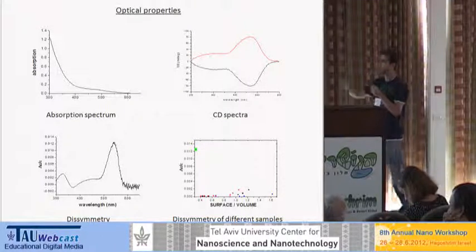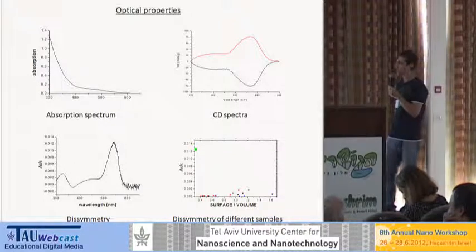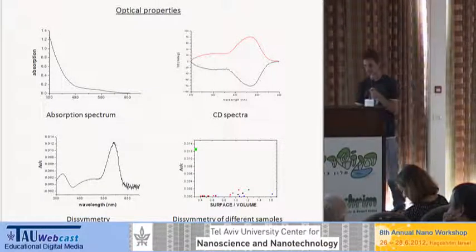And you can see I've added the point of mercury sulfide in green to the image you've seen before. And you can see that it's way off scale with all other materials in terms of dissymmetry.